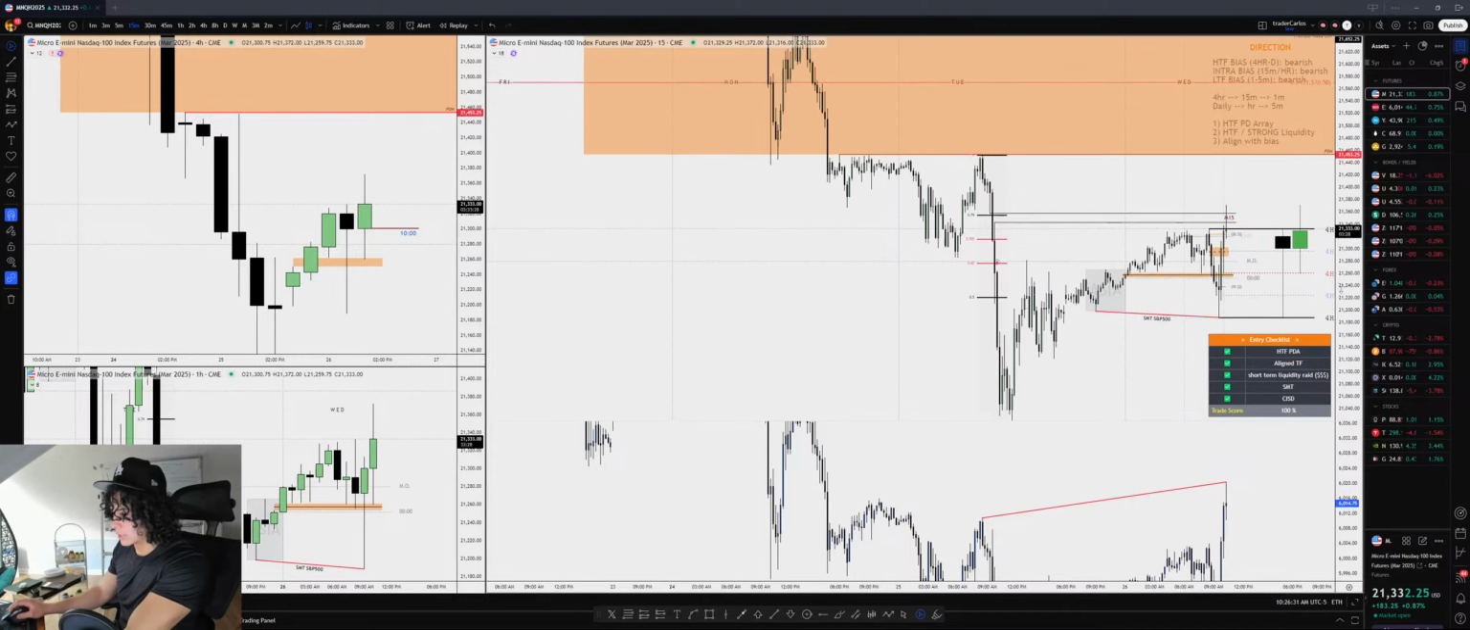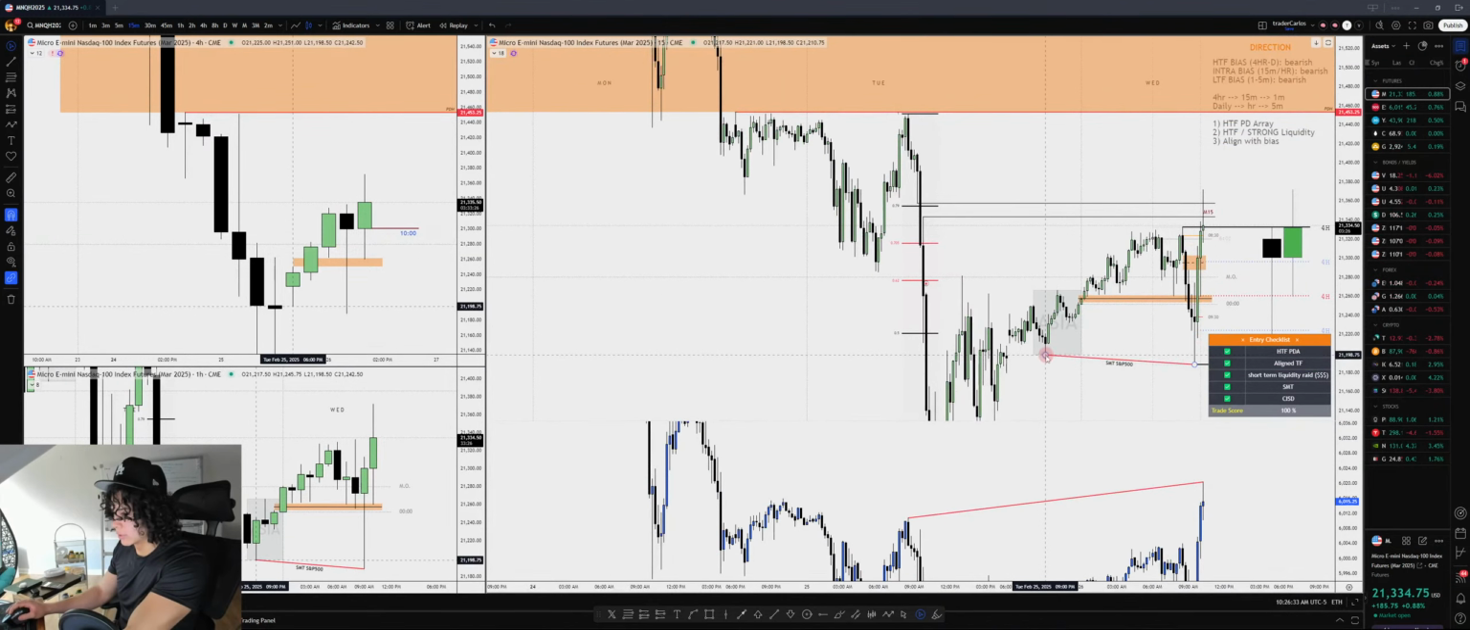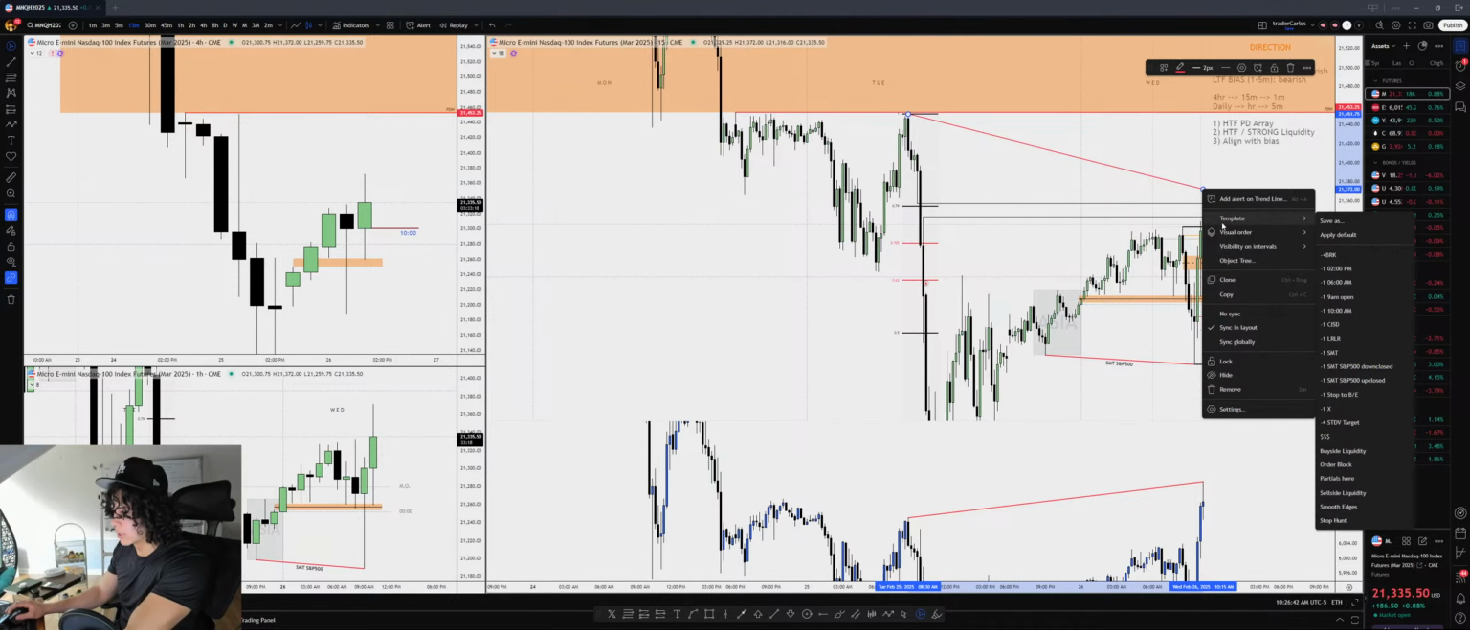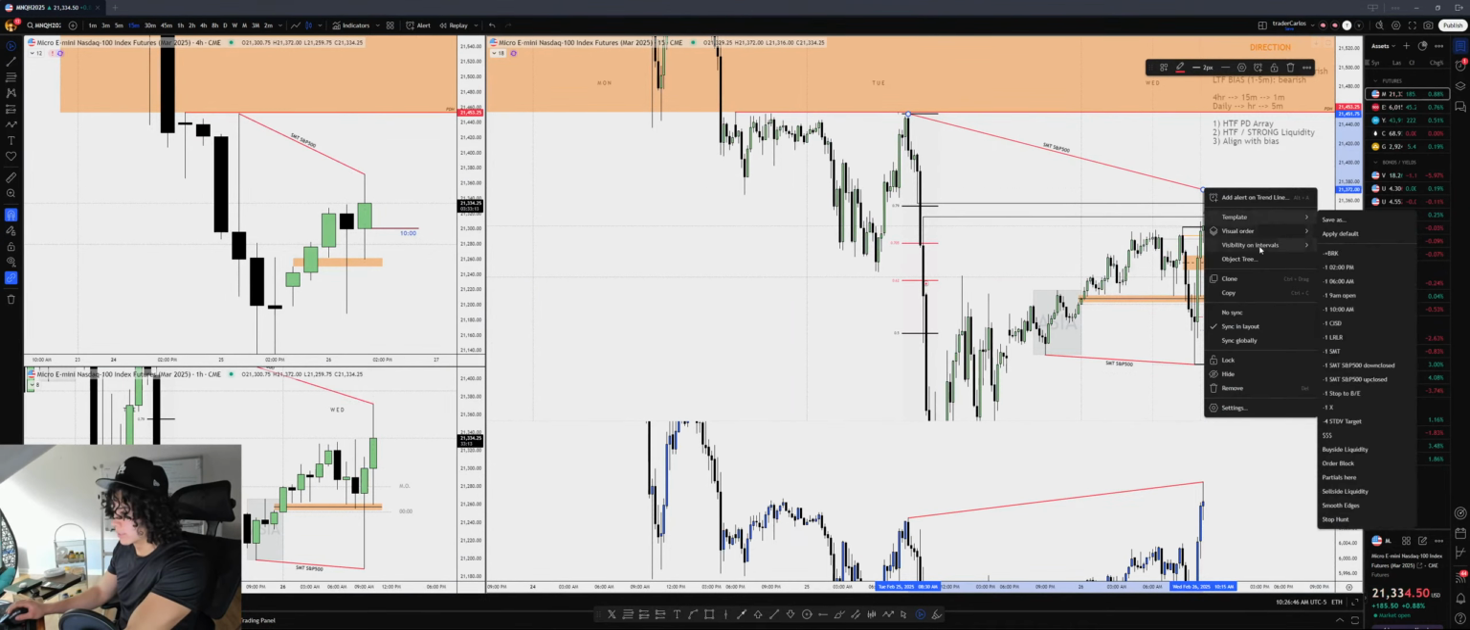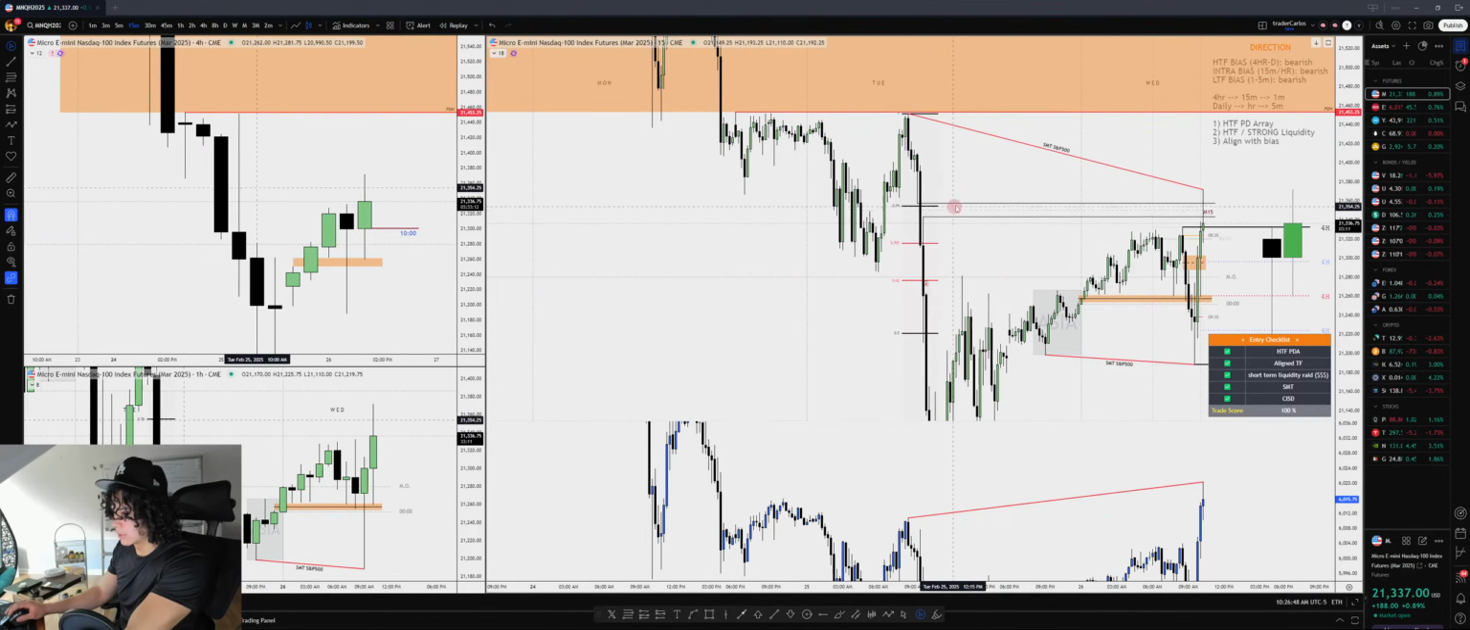So I'm going to mark those SMTs up here. So let's mark them out. NQ didn't really take previous daily high, but ES did. So ES was the stronger one here in this scenario. So I'll mark out the SMTs. We stung into this 15-minute imbalance at OTE.